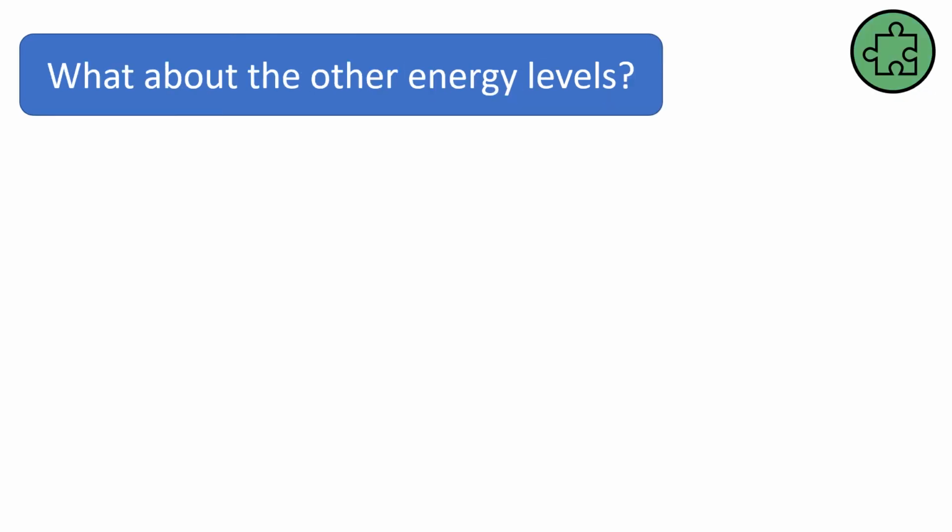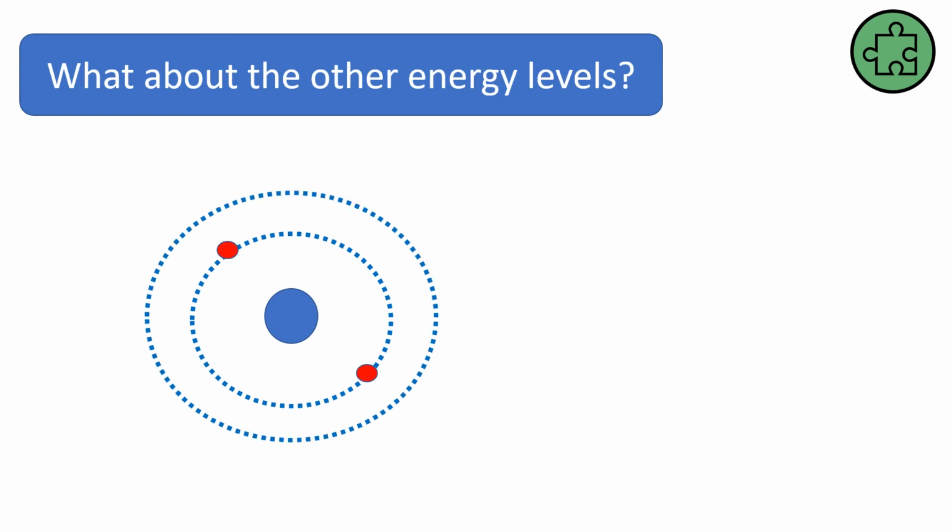Well, what about the other energy levels, the ones on the inside? Well, the rule is that the first energy level could have 1 electron, it could have 2 electrons, but now it's full. So any more electrons we need another energy level. This could fit a maximum of 8.